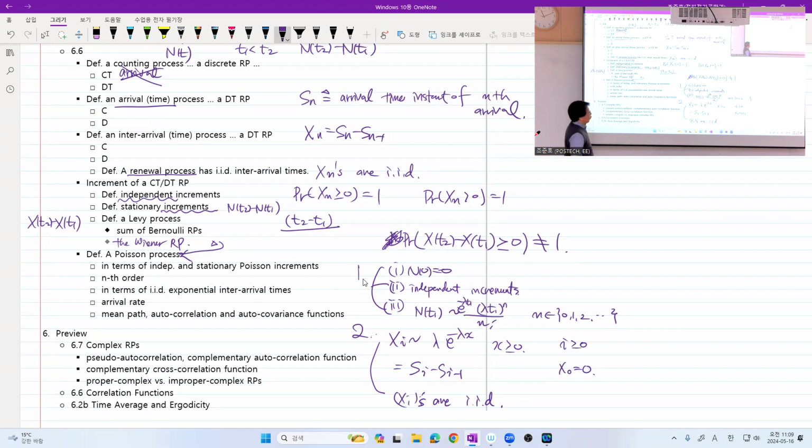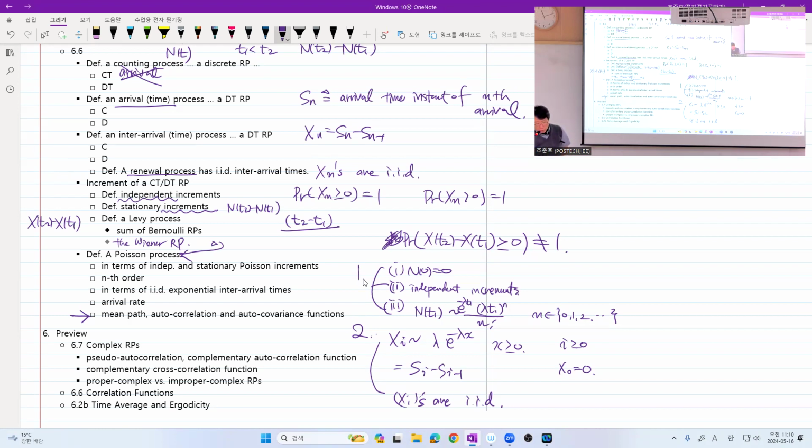Anyway, so you could show that the first definition implies the second definition and vice versa. That is very important. And I believe you've seen one of the proofs in the homework. Anyway, so after we derive the first order, second order, any nth order joint PMF of Poisson random process, we could derive the mean path and the autocorrelation and autocovariance functions.